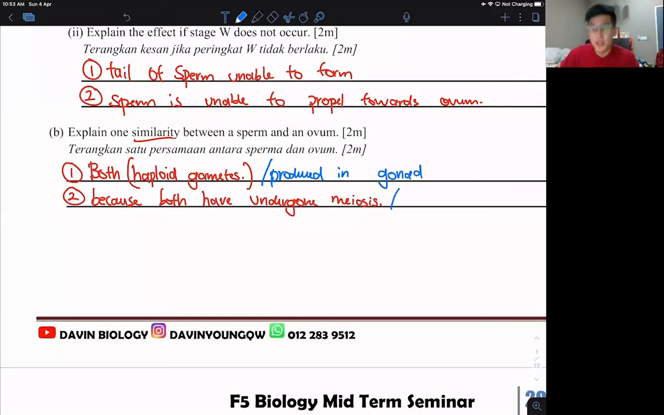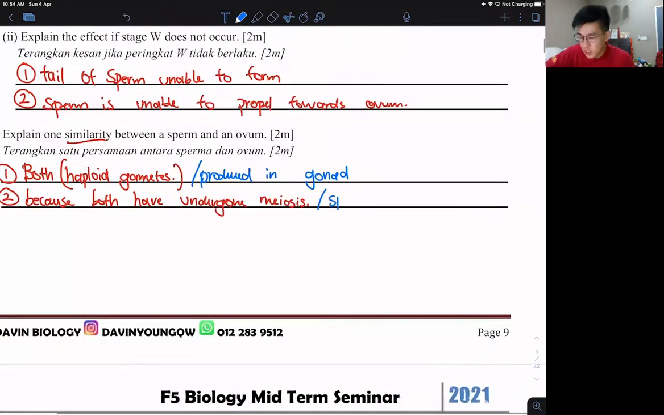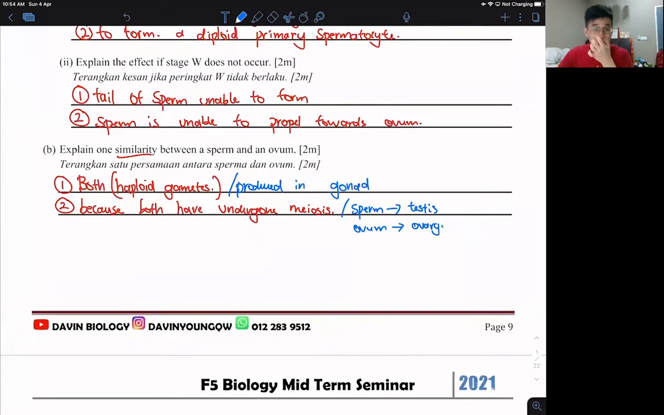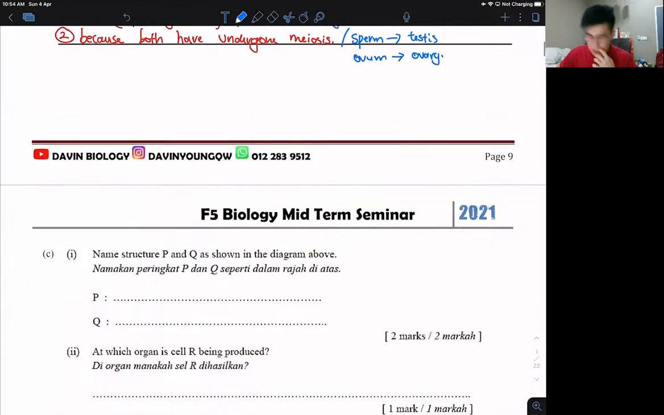So how are you going to explain? You must say male sperm is produced in testis, female one is produced in ovary. So you can say sperm is produced in testis, ovum produced in ovary. So that is the explanation. Very good answer. Next one, C1. Name structure P and Q as shown in the diagram above.